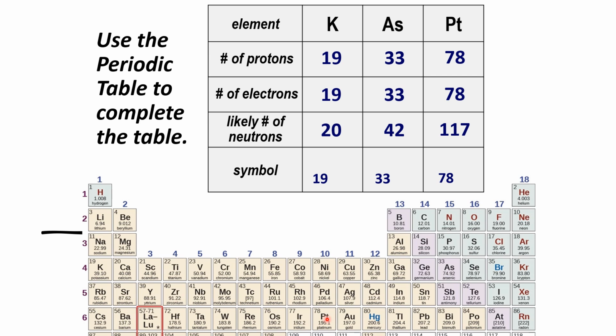And the format of the symbol to represent the weight and the number of protons is written right here at the bottom. These symbols simply give you the number of protons at the bottom and the weight of the element at the top.